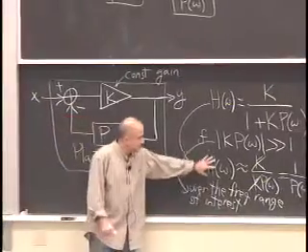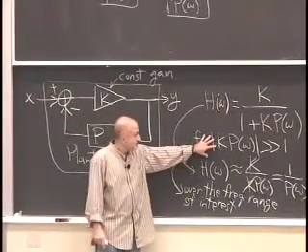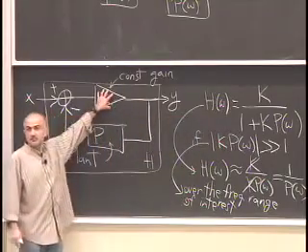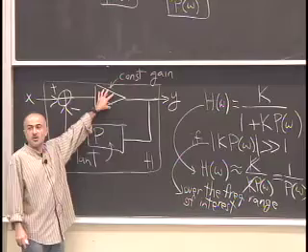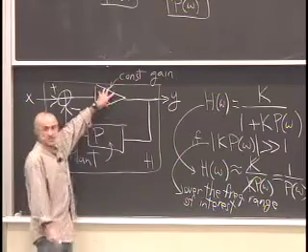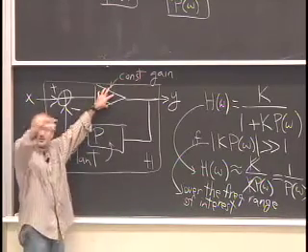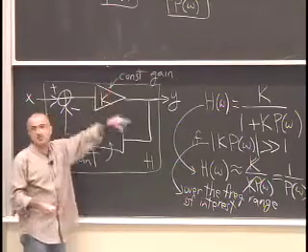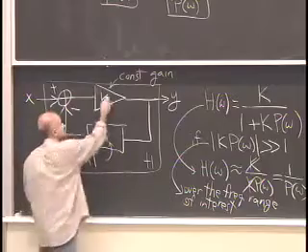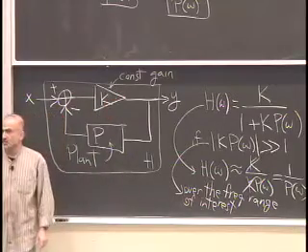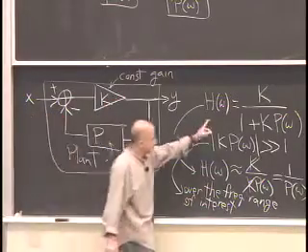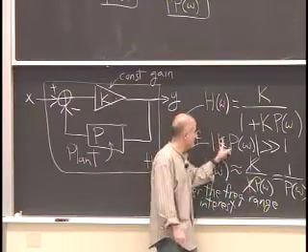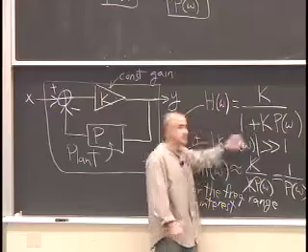Now, the great thing about this is that K doesn't even have to be flat. It doesn't even have to be a constant. Let's suppose this is not a constant. As the frequency changes over the range of interest, K is actually a function of omega. It doesn't matter that K is not a constant, as long as the product of K and P is much greater than 1, and you can get rid of the 1.